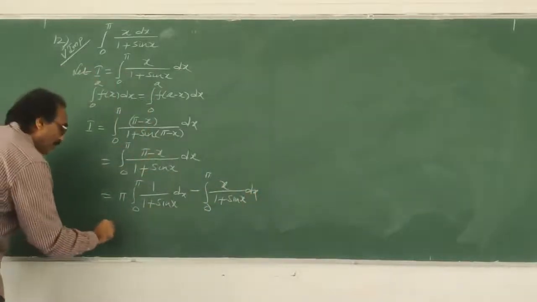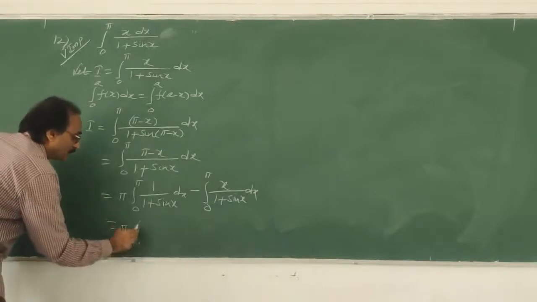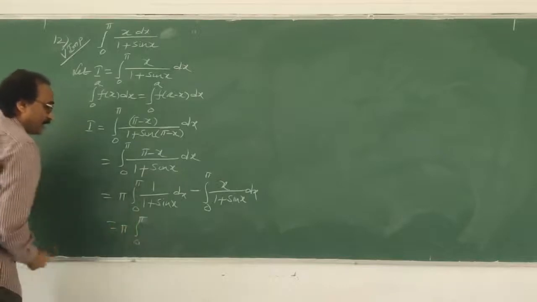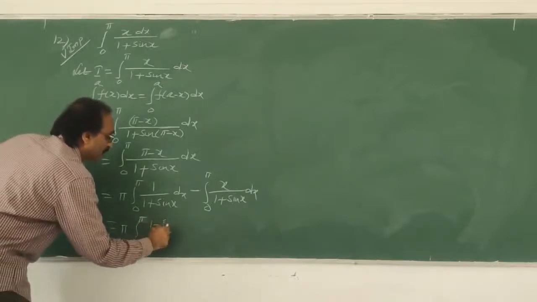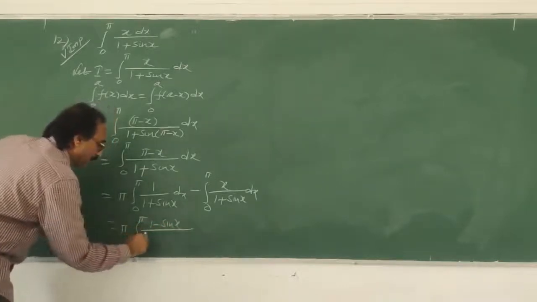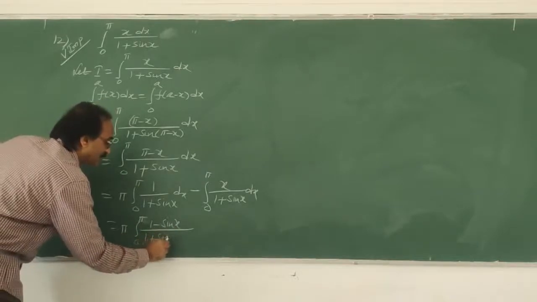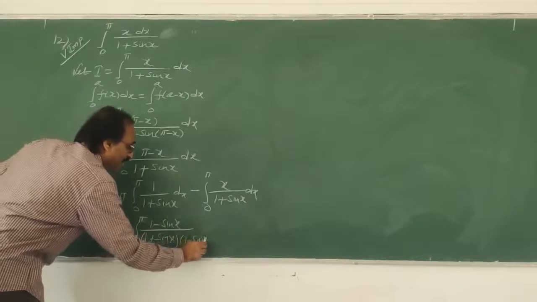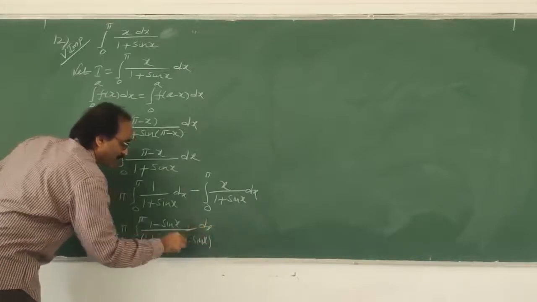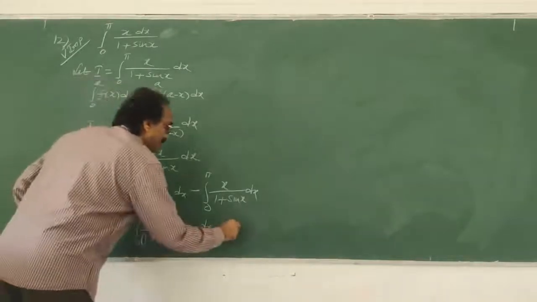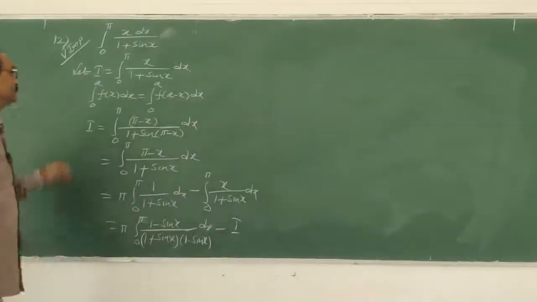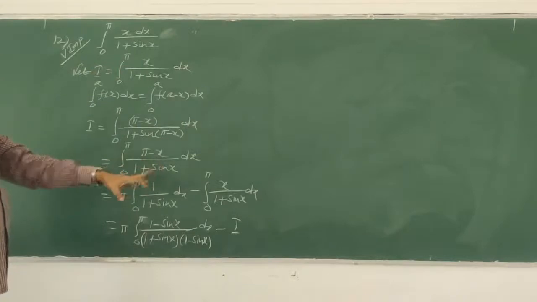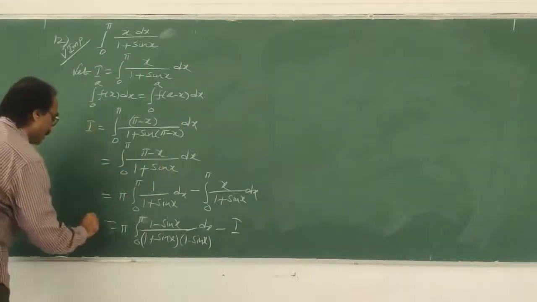Now how to do this problem? Because in integration, for 1 by 1 plus sine x there is no direct formula, we will rationalize it with 1 minus sine x. Then the denominator will become 1 plus sine x into 1 minus sine x dx. You can directly replace this step, but for your purpose I put it like this. Minus the integral from 0 to pi of x by 1 plus sine x, which is how much? It is I, so directly replace by I. This all is nothing but I.